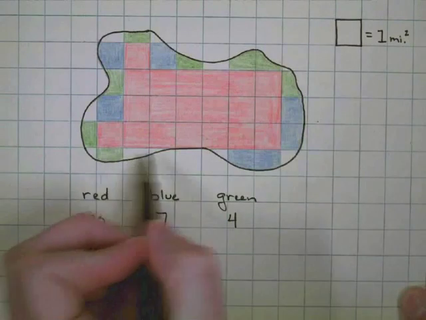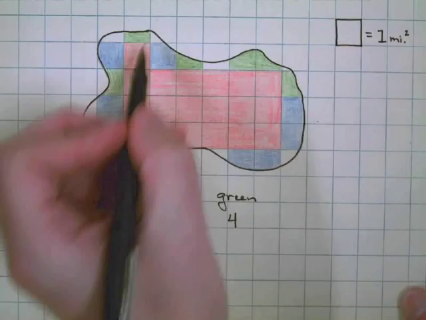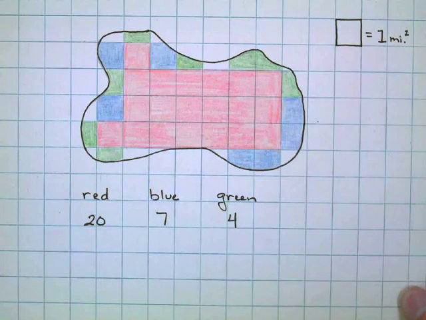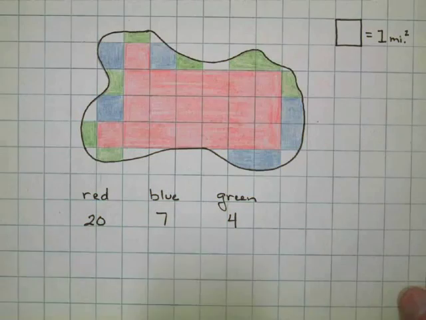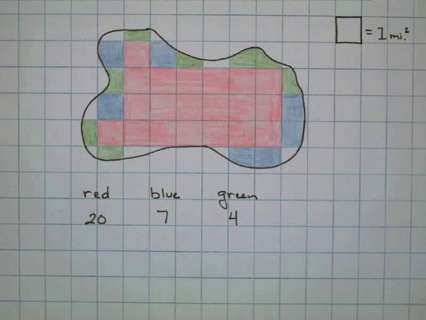Now what's remaining, I have these little bits remaining here, and those are almost empty. I'm going to think of those as almost empty, so I'm just going to ignore those.